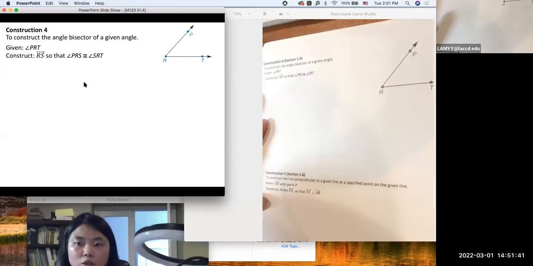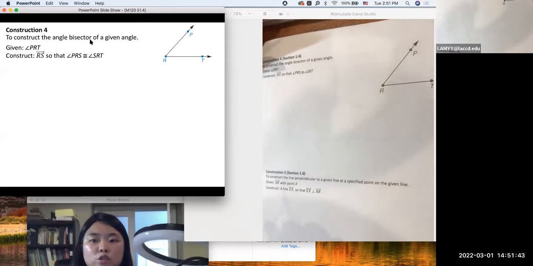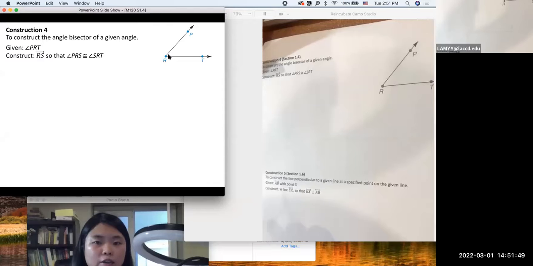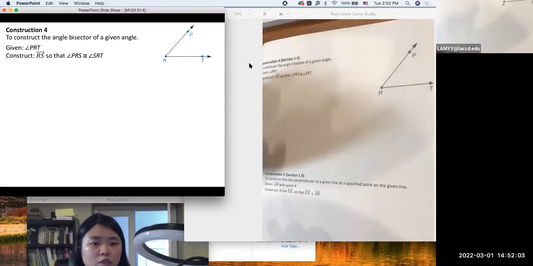So the fourth one, to construct the angle bisector of a given angle. Angle bisector means I want to draw a line and divide this angle into two, right? So the line is going to be called RS. RS will be cutting angle PRS congruent to angle SRT here.